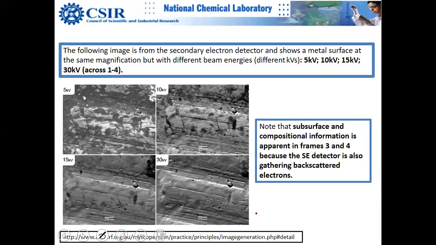It's a beautiful image actually. I showed this image earlier, and I'm showing it again. So this gives you the information that at 5 kilo electron volt, you have primarily secondary electrons contributing, and you can see surface information. Primarily, you see surface information, and if you compare this and this, you see subsurface information also. That's the point which this image is trying to tell you.